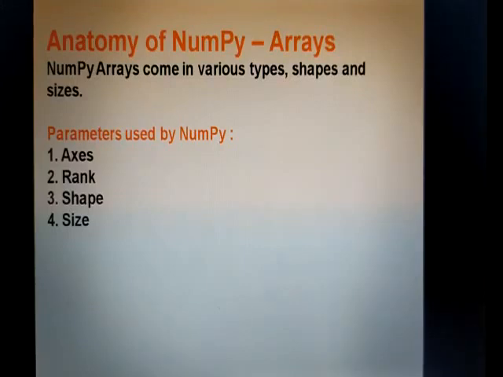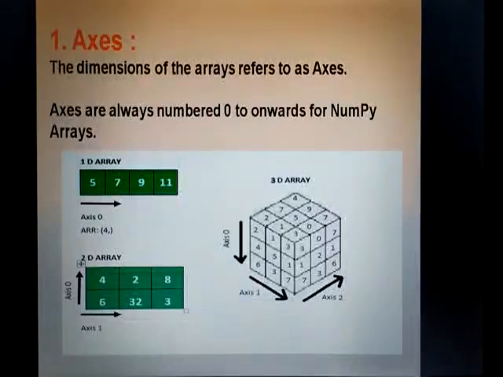Once again, consider the example given below. For the one-dimensional array shown below, the shape is 4 because it has 4 elements. Similarly, for array 2, that is the two-dimensional array shown below, the shape is 2, 3 because it has 2 rows and 3 columns. And lastly, for the three-dimensional array shown below, the shape is 3, 3, 3 because it has 3 planes, each containing 3 rows and 3 columns. So we can say the shape depends upon the length of the array in each dimension.